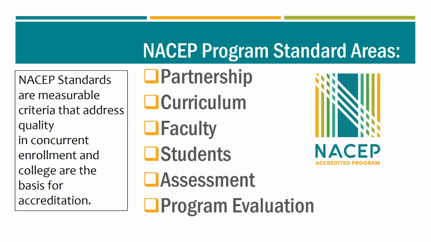Wanted to go a little bit into the NACEP standards. There are 16 standards in 6 categories to ensure that these post-secondary institutions offer the same college courses in the high school as offered on campus and provide sufficient academic and program oversight to ensure this course integrity. So, in both of the endorsements, there's a partnership, curriculum, faculty, students, assessment, and program evaluation. There are 16 standards in the CEP endorsement, but only 13 standards in our college provided faculty endorsement.